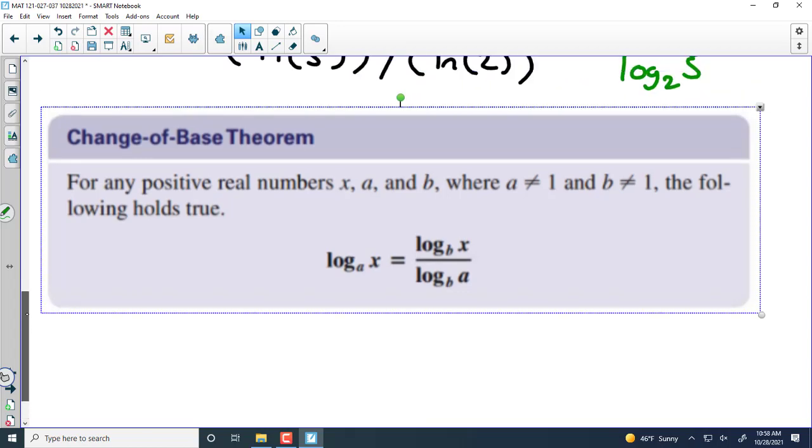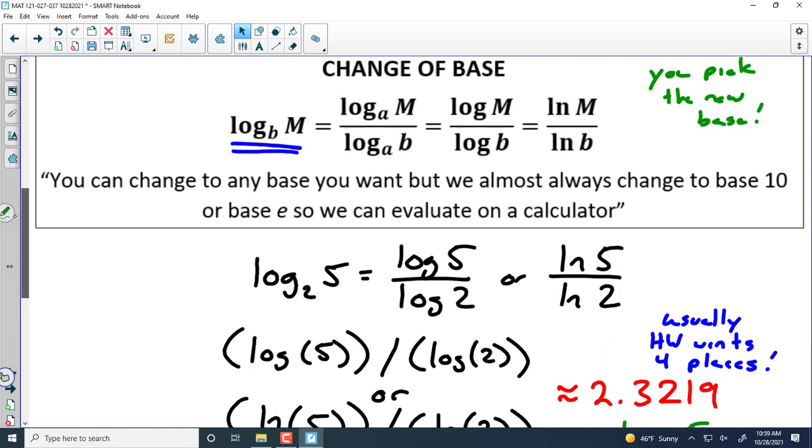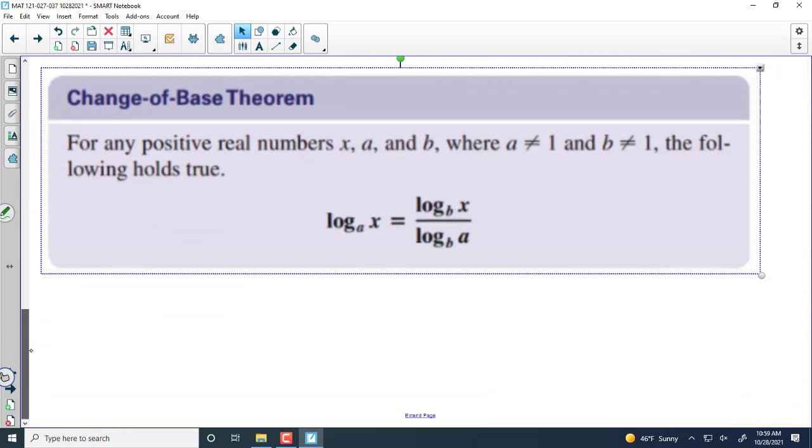And they kind of have some of the extra little details in there. What they don't bother to tell you is that the two most useful bases to turn it into are both base E and base 10, because those are the two you can do on your calculator. But pretty much every time we use the change of base in this class, we go to base 10 or we go to base E, either log or ln, so we can do these on our calculator.